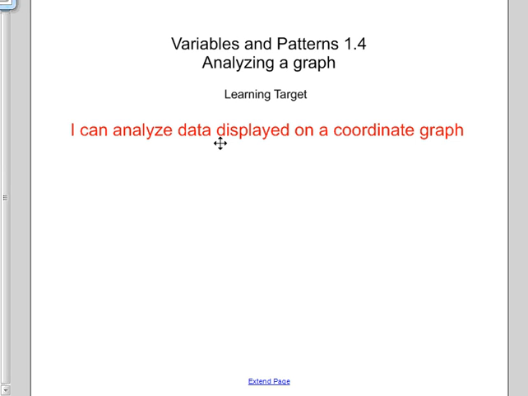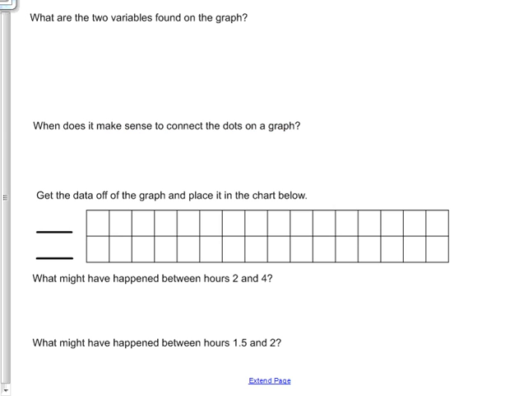1.4, analyzing a graph. The learning target will be, I can analyze data displayed on a coordinate graph. Moving ahead, what are the two variables found on the graph?